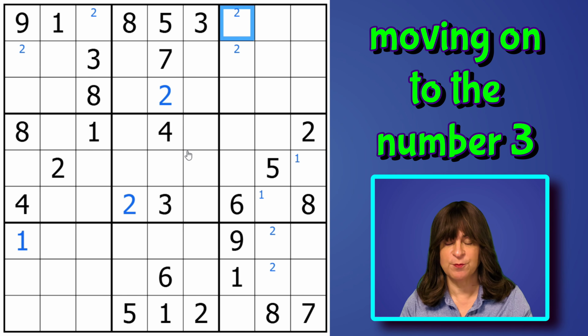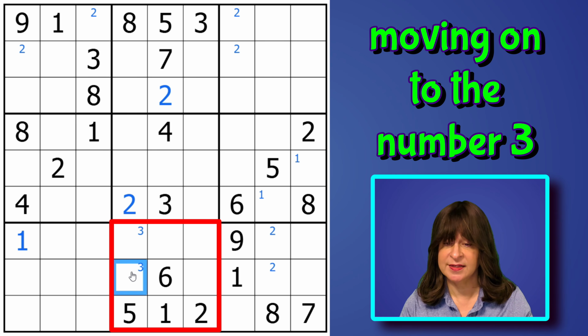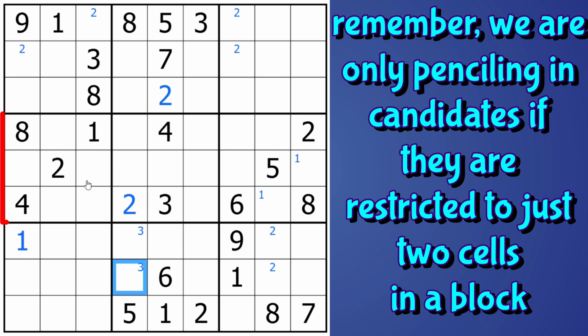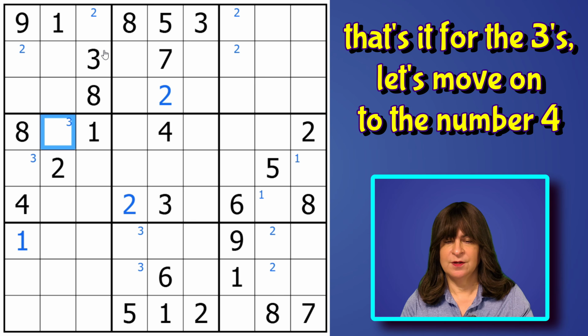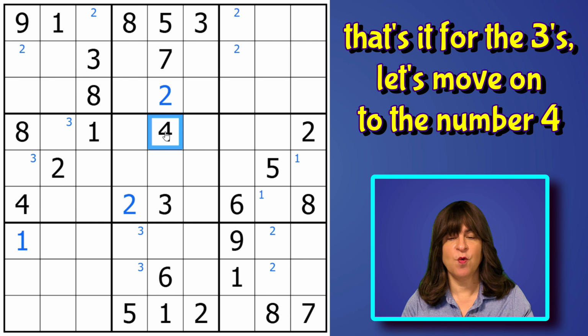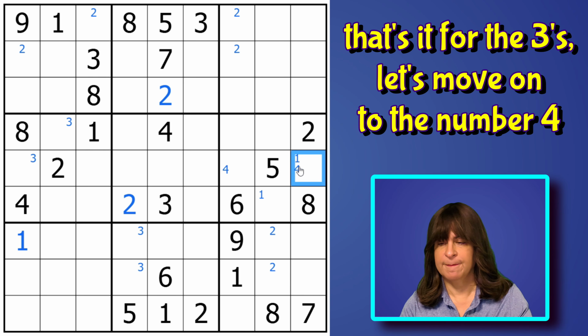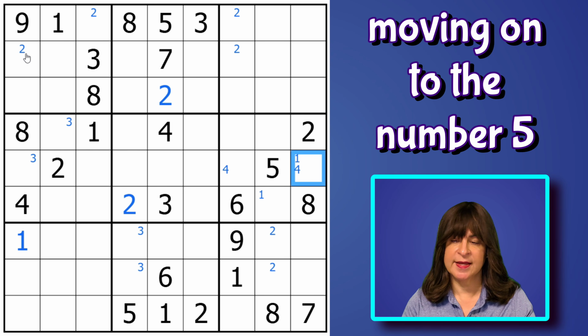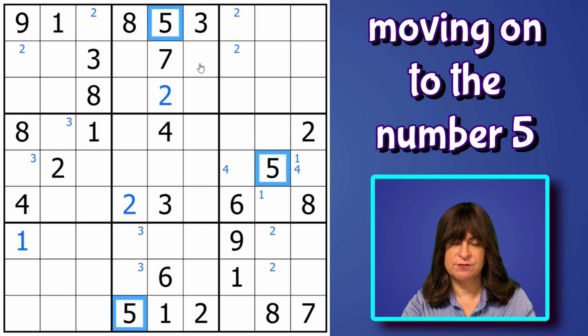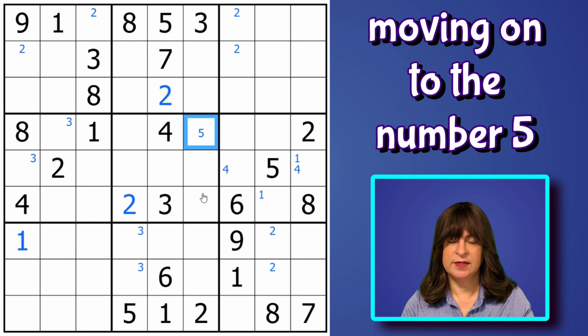Okay, let's move on to the number 3. There's a 3 here and here, so I can pencil in 3s in block 8, here and here. And here in block 4, I can pencil in 3s here and here. Okay, let's move on to the number 4. And we have 2 4s that are given. So that means I can pencil in 4s here and here. And I think that's it for 4. Okay, let's look at number 5. And I can pencil in 5s here and here.